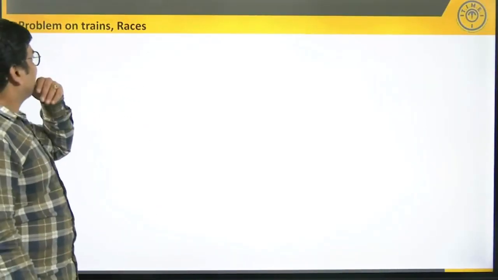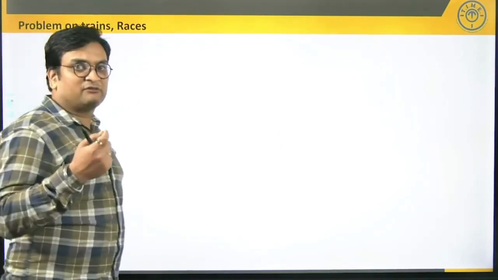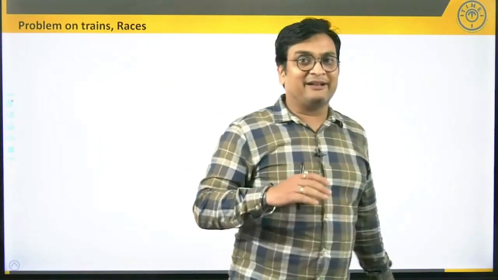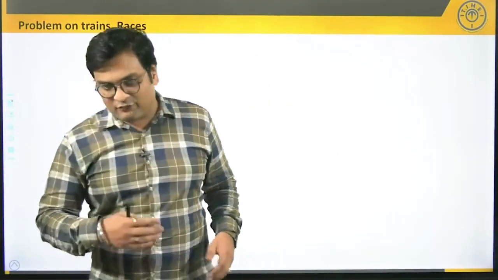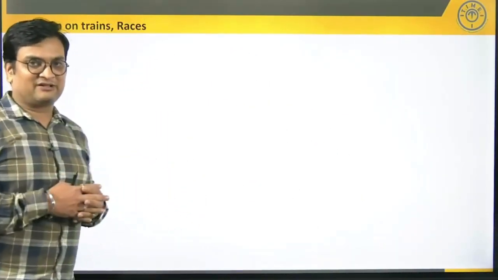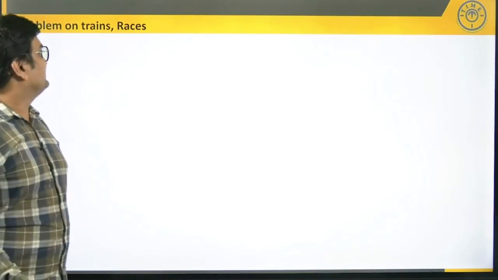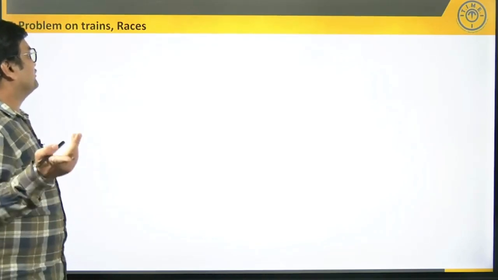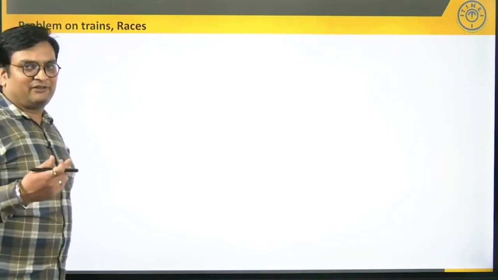So the very first thing, the areas that I will be covering here are problems involving trains and races. Particularly, I will be taking the linear races. Do tell me in the comments if you want other kinds of races to be involved in these discussions. If there is a requirement, we will do it one more video later. But for today, we will look at problems on trains.